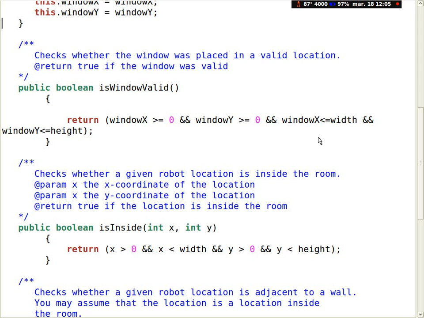So the check is: window x greater equals 0 and window y greater equals 0, window x less equal width, window y less equal height. And? No. It's just backwards. So here I have my ruler.